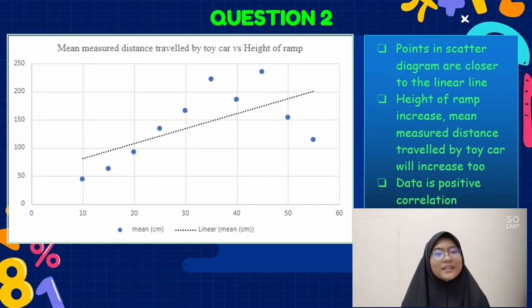This also shows that the data that we collected has a positive correlation because the line keeps increasing in the scatter diagram. So that's all from me. I will pass to Ling to explain our solution for question 3 to 5.